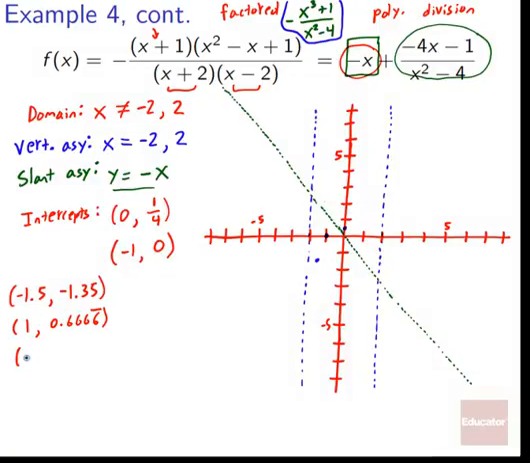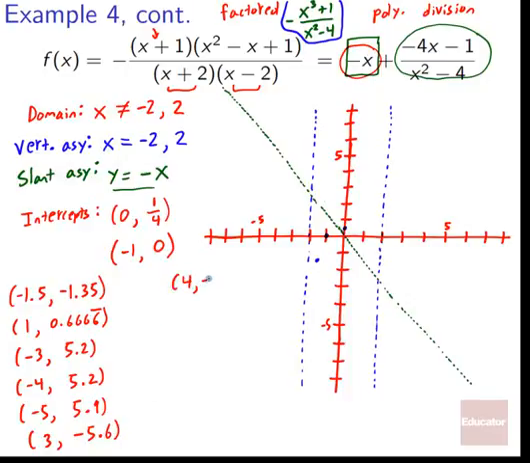What about negative 3? We're at 5.2. At negative 4, we're also at 5.2. That's interesting. Negative 5, we're at 5.9. At positive 3, we're at negative 5.6. At positive 4, we are at negative 5.42. At positive 5, we are at negative 6. Okay, that should be about enough for us to figure things out. So at positive 1, we're at 0.66666, or we are at 2/3 more accurately.